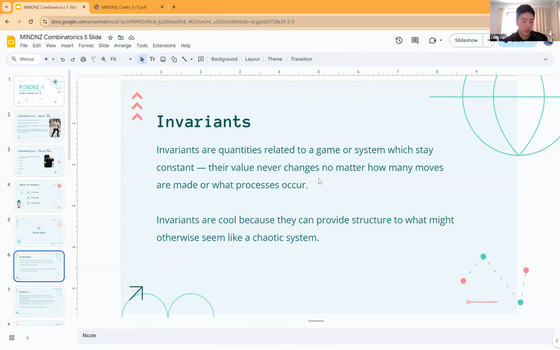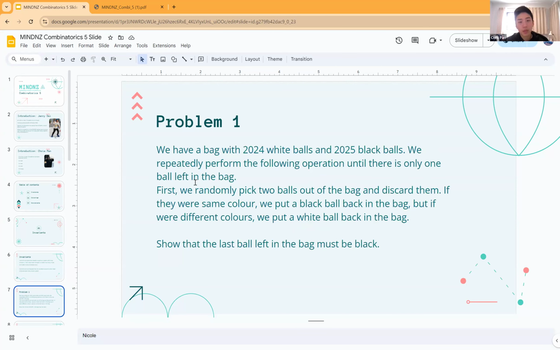Like maybe you're moving around a lot of blocks or you're changing a lot of numbers around, and it feels like everything's changing. But if you can find one quantity that stays fixed, it tells you a lot about what kind of positions in the game are possible and which ones aren't possible, right? Obviously it's good to go through a few examples, so I'll go over the first problem here.